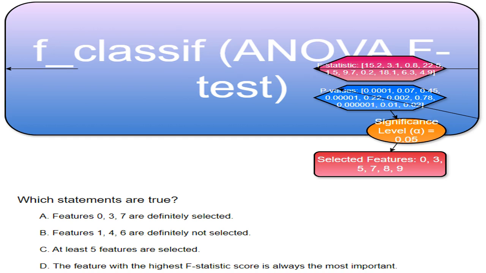The numbers represent how strongly each feature is associated with the class label.